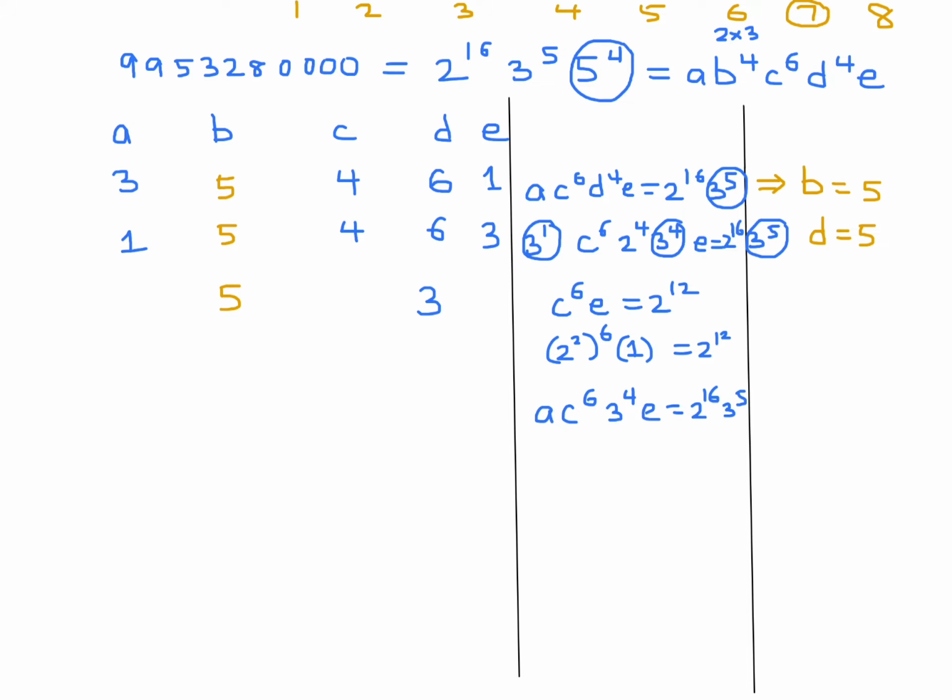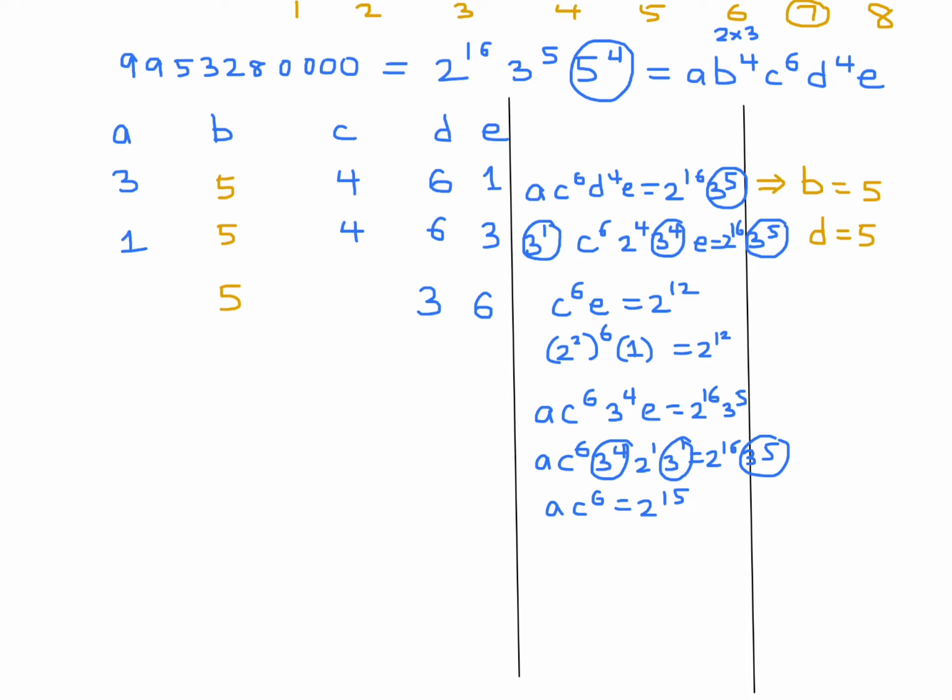So that's going to come from a 6. So the 6 most likely has to go either in the e position or in the a position. So I'll just put it here for now. So that'll be a times c to the power of 6, 3 to the power of 4, 2 to the power of 1, 3 to the power of 1 is 2 to the power of 16, 3 to the power of 5. So there we go. We just took care of the 3s. And then that means a times c to the power of 6 would be 2 to the power of 15.